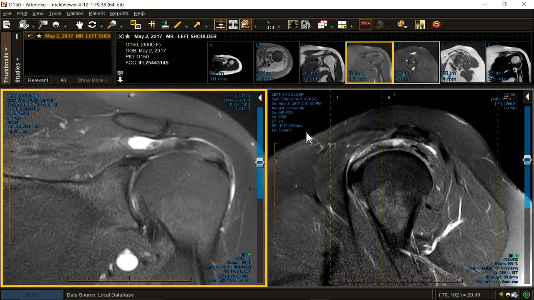By the way, they did find a lipoma, but I don't think that's a good use of our time.